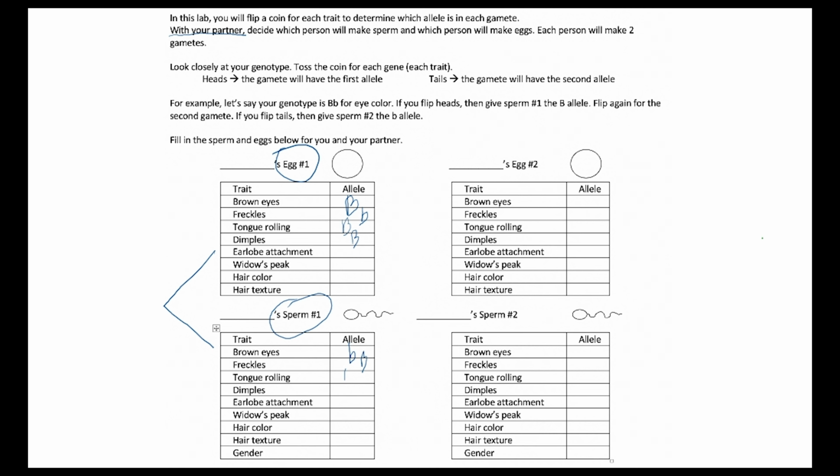Okay, so all you're going to do is go through and flip the coin every single time for each one. If it ends up being heads, you use the dominant or uppercase letter. And if it's tails, then you use the lowercase letter. And you do that for all of egg 2 and sperm 2 as well. Just flip that coin and see whether it's dominant or recessive. Then you're simply going to put egg 1 and sperm 1 together and egg 2 and sperm 2 together. So that happens on the back side of this page. So I would just head on to that next side of the page.